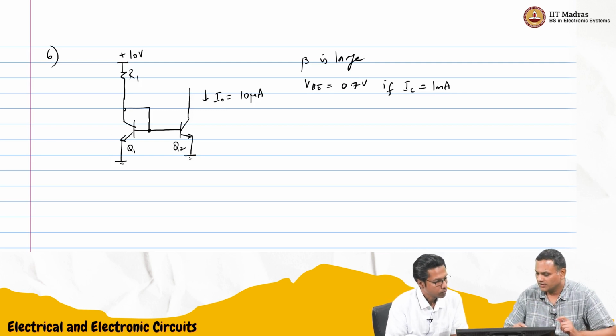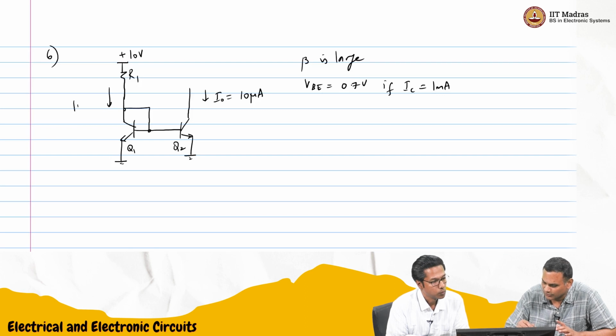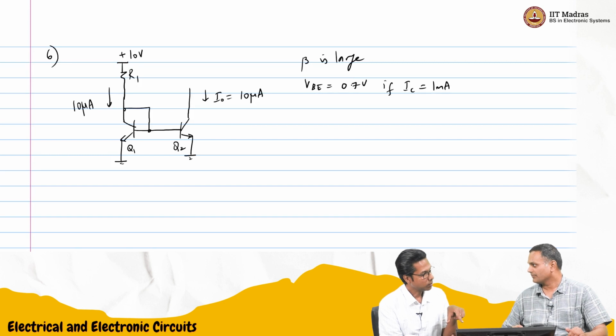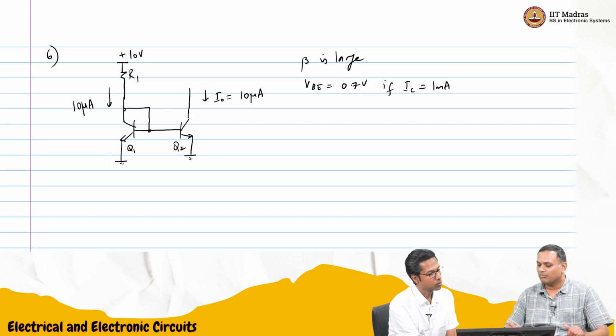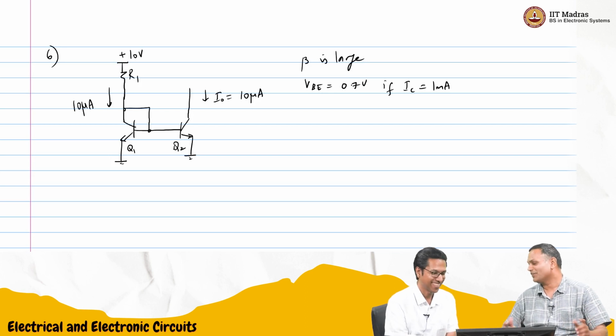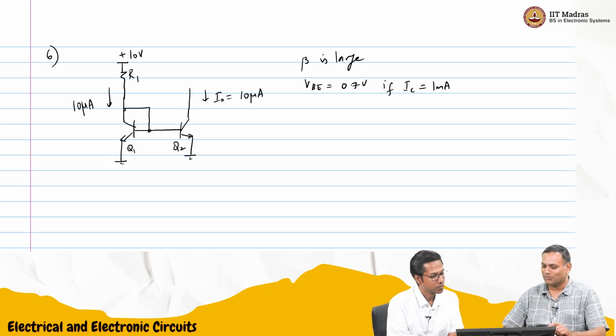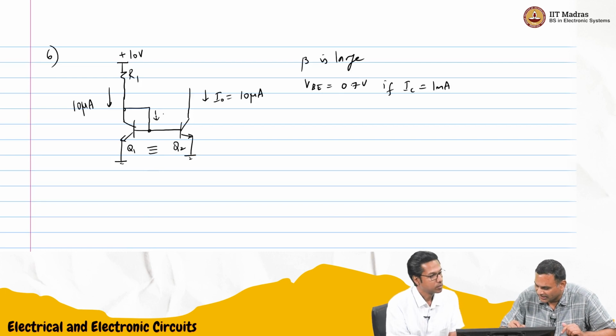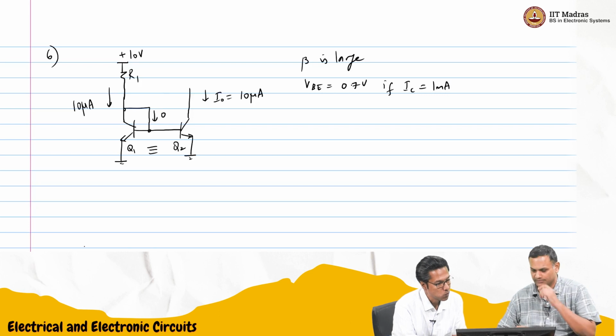Okay. So, Q1 and Q2 are identical. So, we'll assume that this current also is 10 microamperes. Actually, we have to pass only 10 microampere there to get 10 microampere here. Otherwise, you could maybe make the area ratios different, but we will not do that. That is more complicated. Assuming that Q1 and Q2 are identical, and we also said that beta is large, so this base current is neglected.